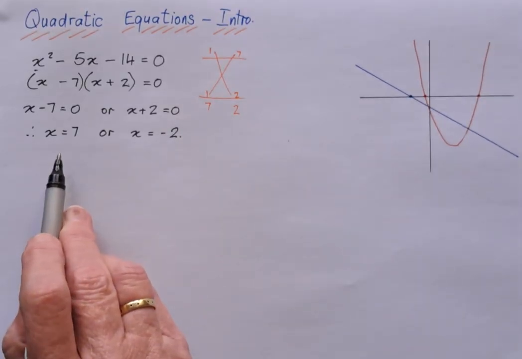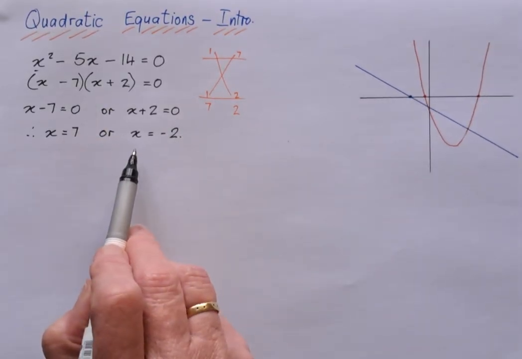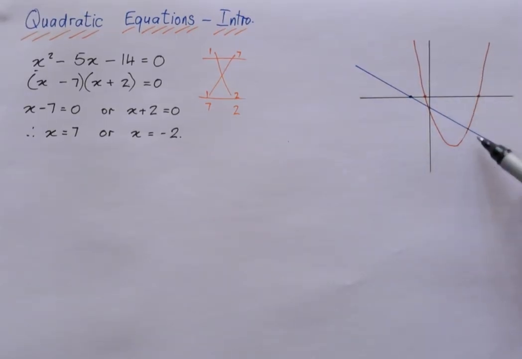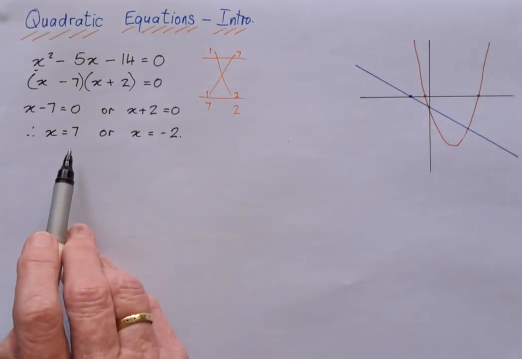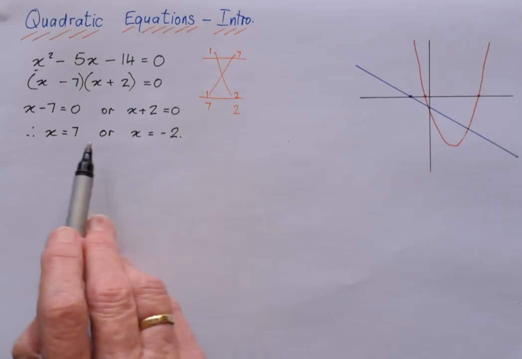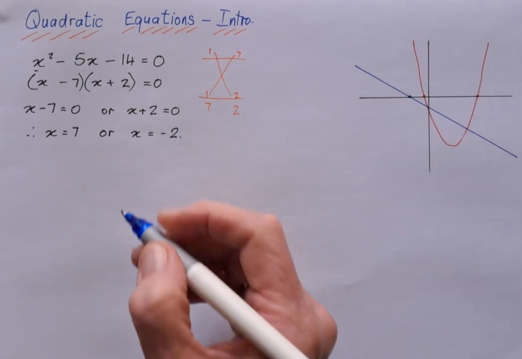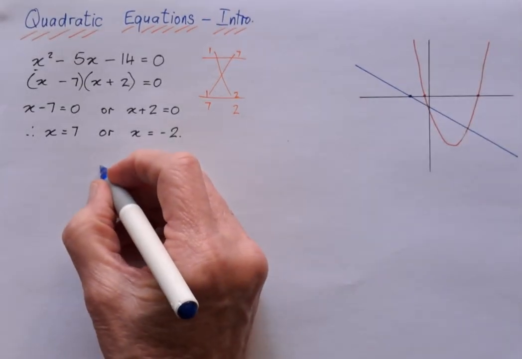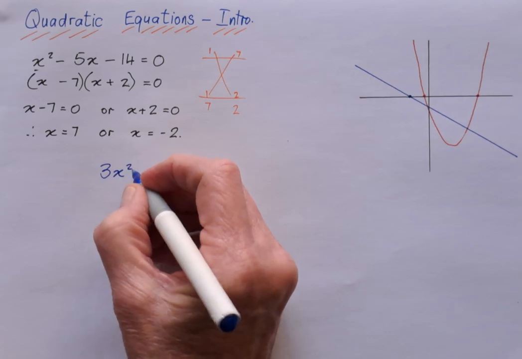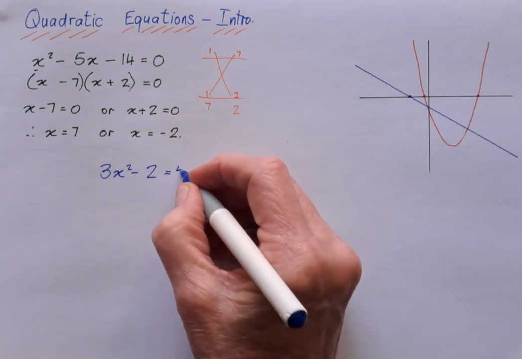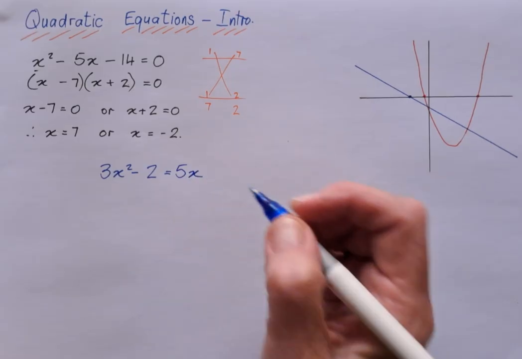And that is telling me that if this was drawing a parabola graph, then that graph, which has that shape, or it can also be that way around, is going to cut the x-axis at -2 and 7. So let's look at another example where it's not quite set out as you want to have it set out right at the beginning. So we've got 3x squared minus 2 equals 5x.